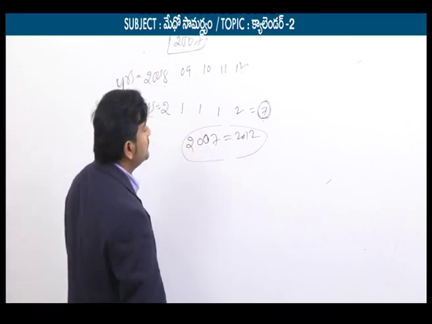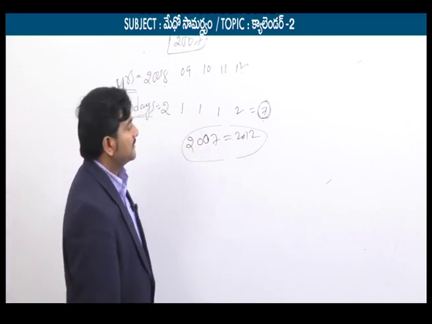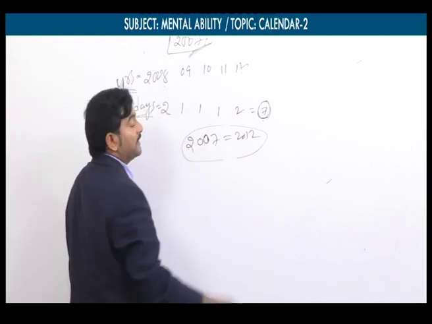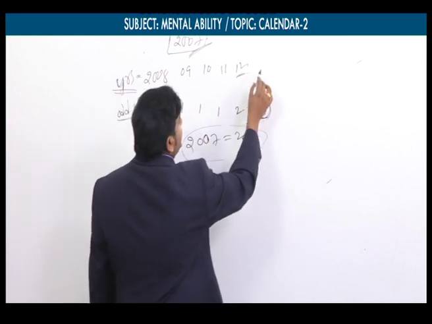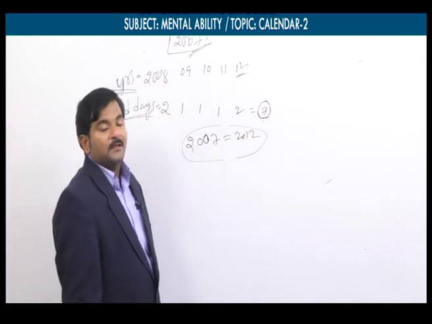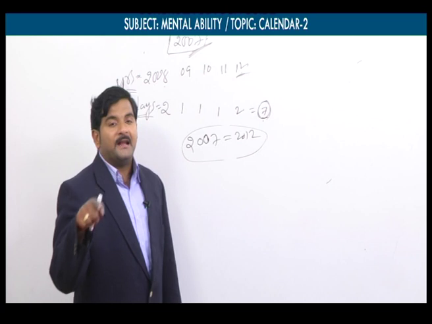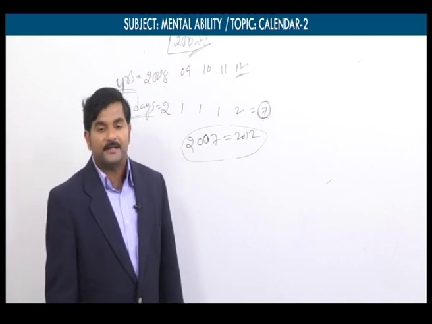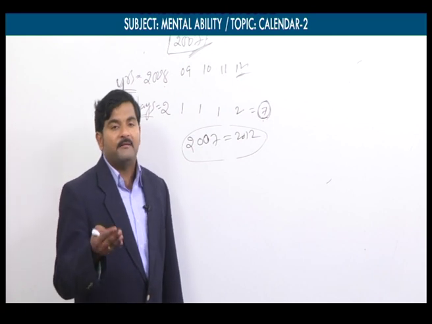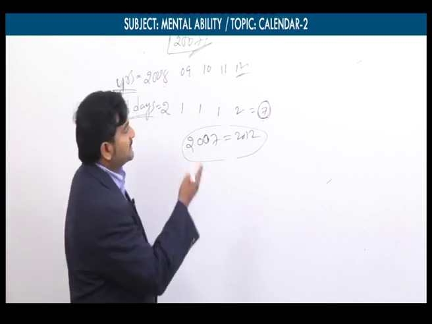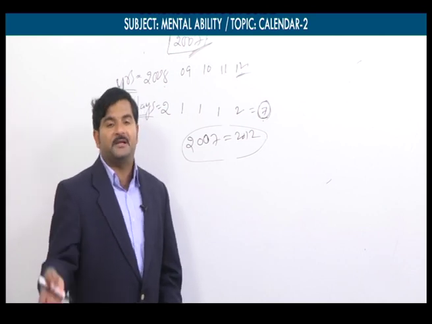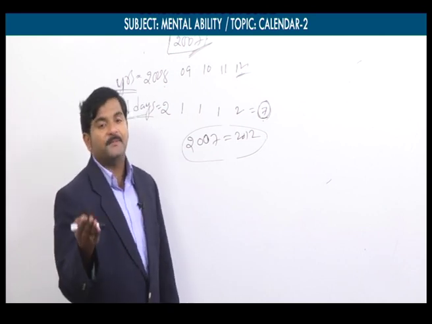But still why are these two not giving the right answer? The only logic is that 2007 is simply an ordinary year, 2012 is simply a leap year. An ordinary year and a leap year should not have the same calendar, because in an ordinary year we have 28 days only in February, whereas in a leap year we have 29 days. Then there is no question of framing the same calendar for a leap year and a non-leap year.